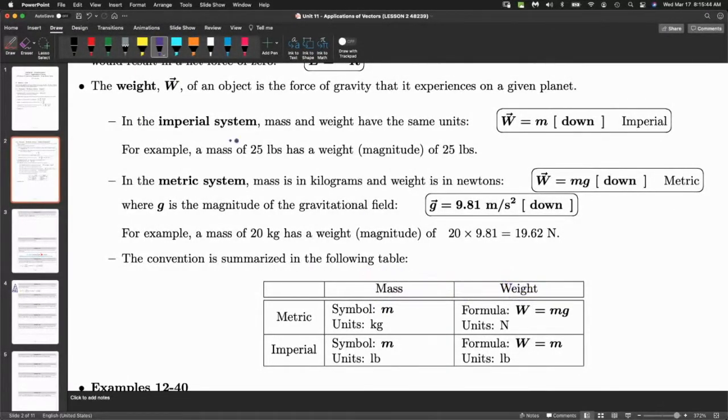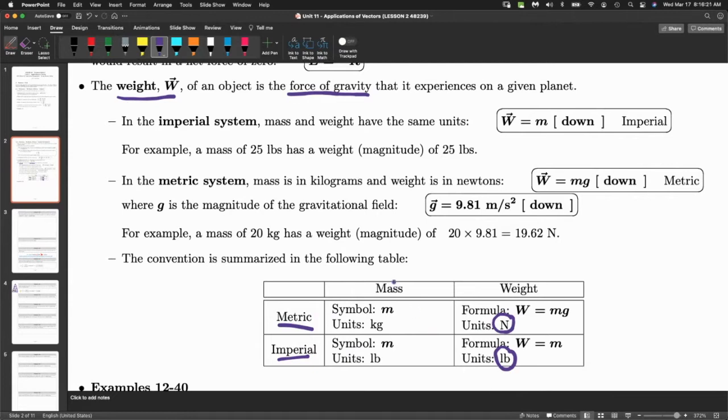So here's the bottom line, people. Weight is the force of gravity, okay? That's the force of gravity. That is the force that you feel because you're on a planet and it's pulling you down, or you're pulling it up. So weight is very specific with its units. In the metric system, weight is newtons. And in the imperial system, weight is pounds.